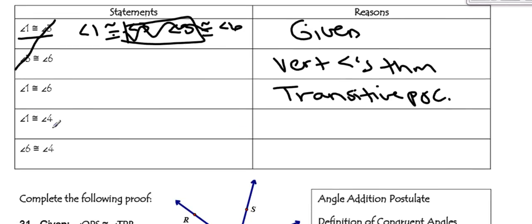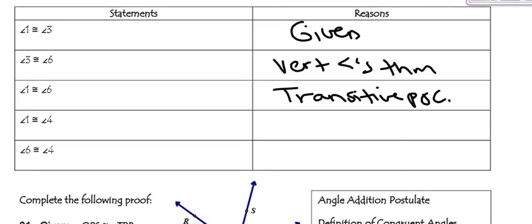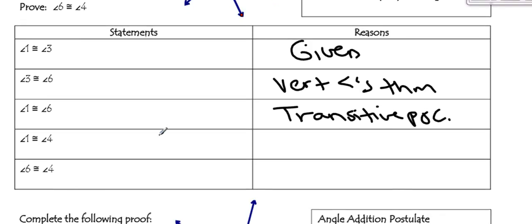Okay, the next line says that angle 1 is congruent to angle 4. Well, I don't see an angle 1 or an angle 4 anywhere in these statements, so let me look back at my picture and see if that helps me. Oh, here it is again. Angle 1 is across from, not adjacent to, angle 4, and that is a set of vertical angles, and vertical angles are congruent. That's the vertical angles theorem.